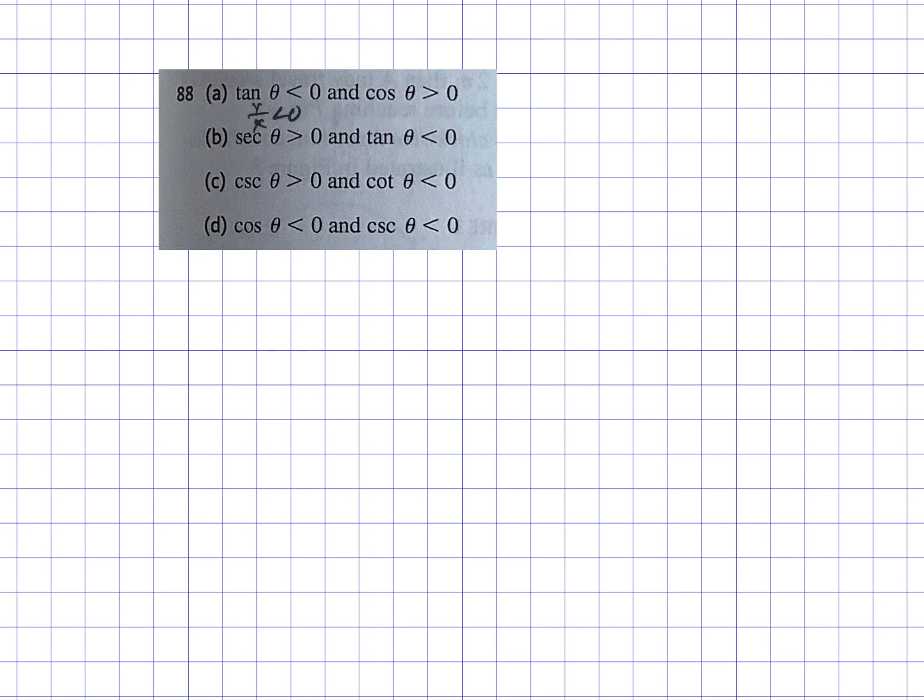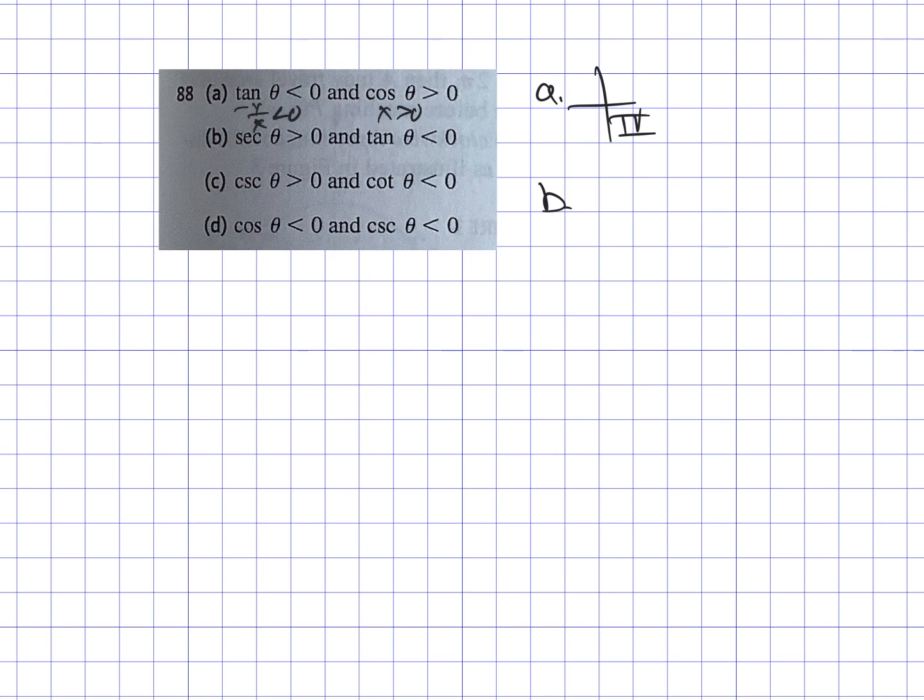It's negative. So one's positive and one's negative. And then you have the second part here, x is positive. So if x is positive, that means y has to be negative. All right, so if x is positive and y is negative, we are in the fourth quadrant.